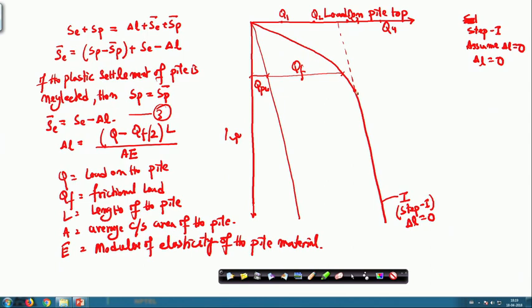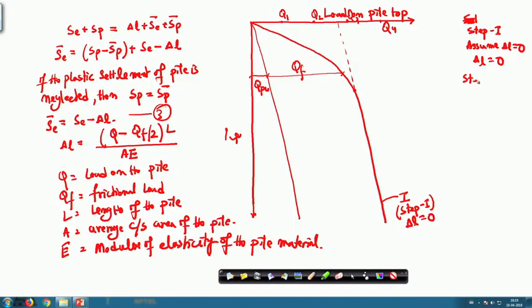Okay. So, then only the tip resistance will increase if you load further. So, this is a very important observation, that when you apply a load on a pile, first friction is fully mobilized, then the tip resistance will start mobilizing. Okay. So, that is a very important observation.